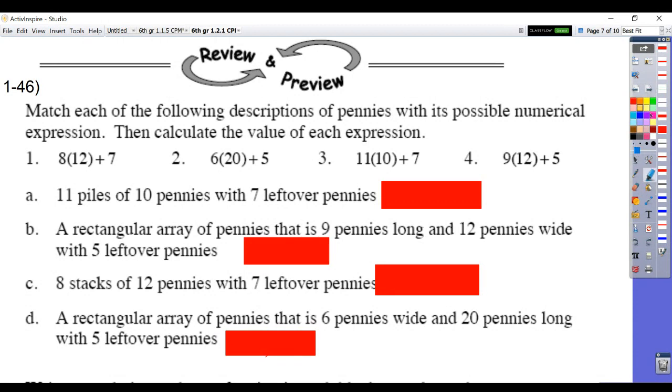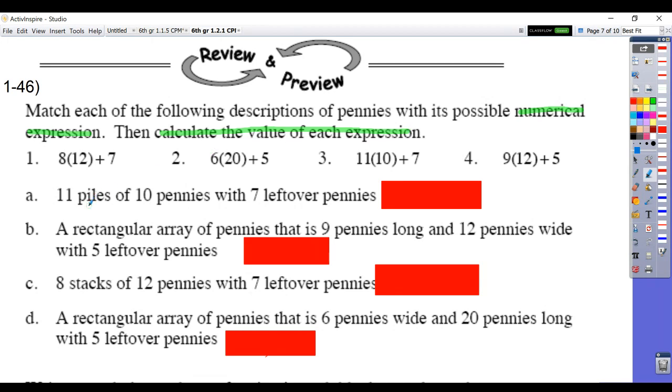So first of all, remember a numerical expression. Numerical means it just contains numbers, and an expression means it's not an equation. All of these are numerical expressions, something like 4 times 3 plus 2 times 6 is a numerical expression. So you're going to take these descriptions, A, B, C, and D, and match them with the correct numerical expression from above, and then calculate the value. In other words, what is that expression equivalent to in number form?